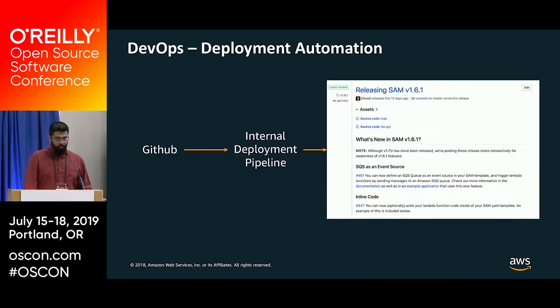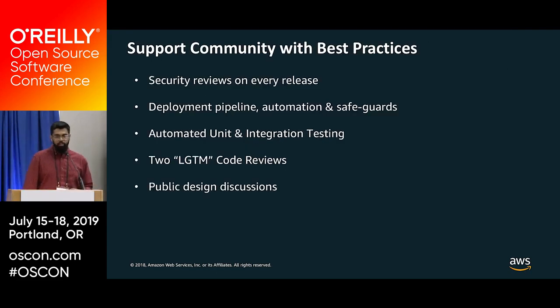My favorite part with open source at AWS is the automation that AWS brings in to open source projects. While the community contributes code and thought leadership, we take that contribution and deploy it as a service behind the scenes. This includes applying all of the best practices that we have learned by building services over the years, like safe deployments, automatic rollbacks, and alarming. We do security reviews on every release. We do two approvals on every pull request. We take care of deployment failures and rollbacks on behalf of the community. We do public design discussions and everything.